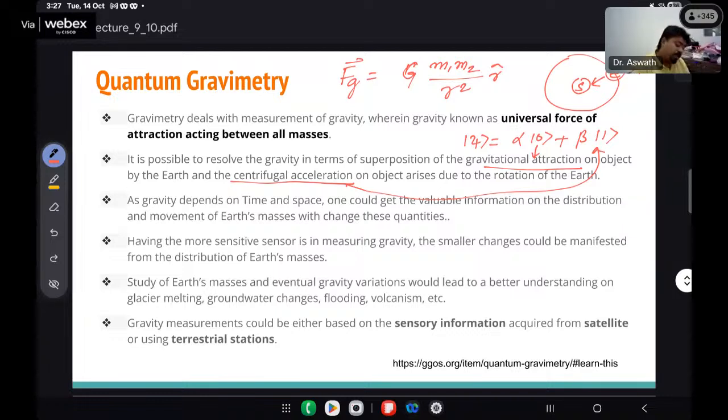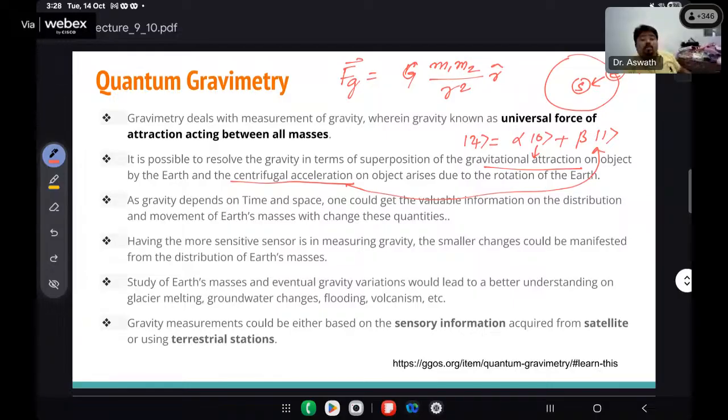As gravity depends on time and space, one could get valuable information on the distribution and momentum of Earth's masses with the change in this quantity. Okay, right? So obviously, objects change their masses, and they are lying on the surface of the Earth. Because of the change in the mass of an object, they see a different state of existence.